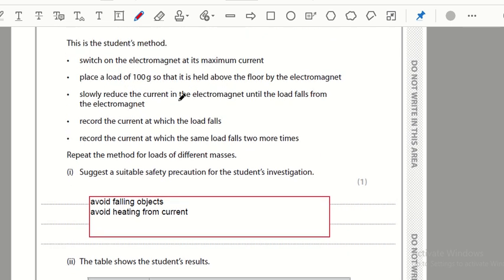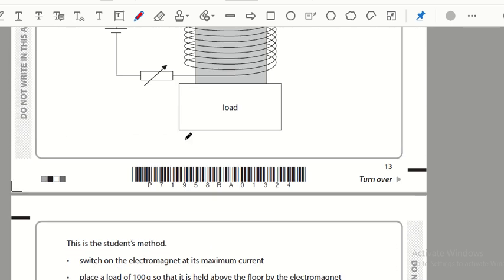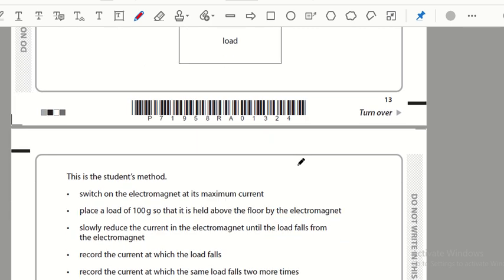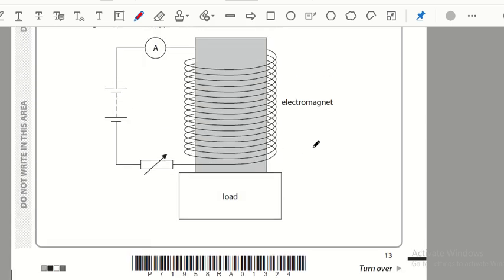You can say to put a pad under the load so the load doesn't hit the ground when it falls from the electromagnet, and keep distant from the load. If it bounces from the floor or from the bed, it doesn't hurt you. Also, keep your hands away from the electromagnet to avoid the heating effect of current.